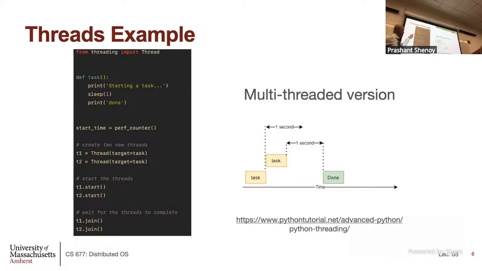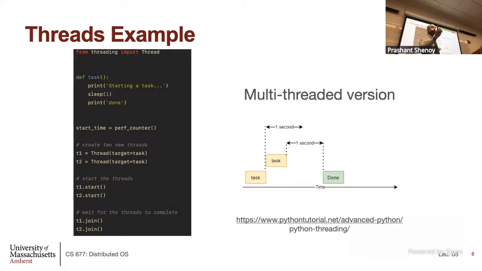So you will see that you start and then you create the first thread, you create the second thread. Each thread is asked to execute the task. You start the first thread, you start the second thread. So these are now executing concurrently, not sequentially anymore. And so then you wait for them to finish. So now your execution looks like this.